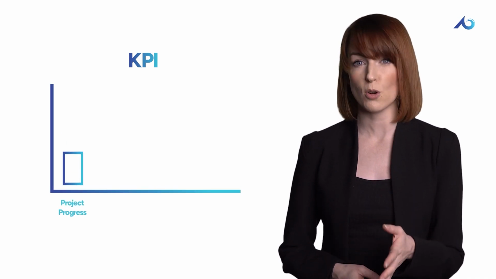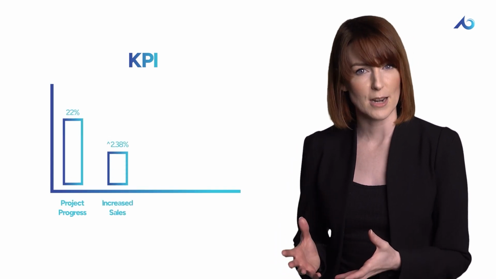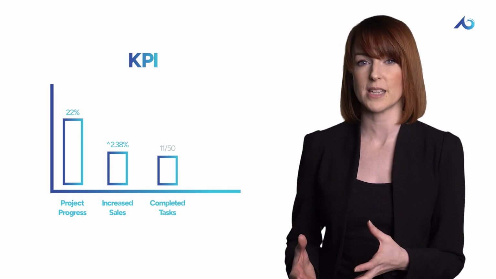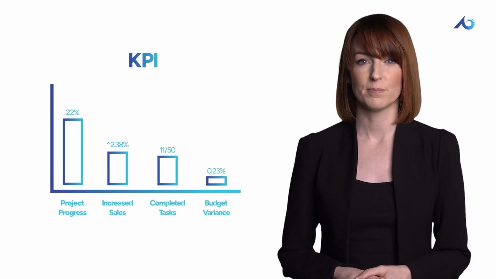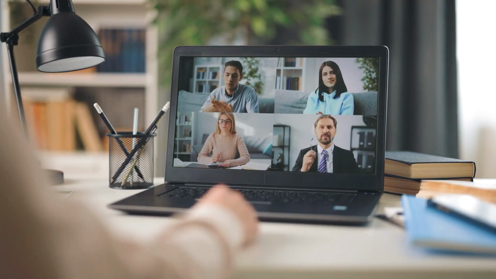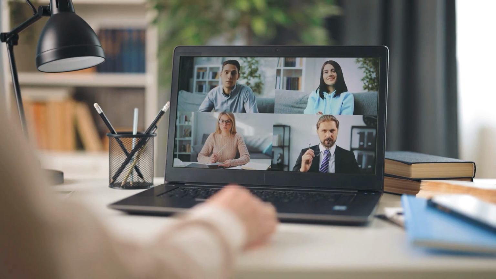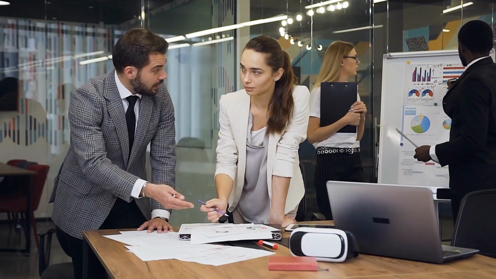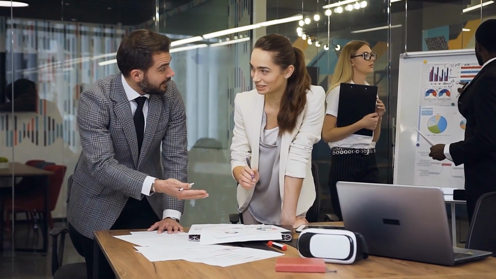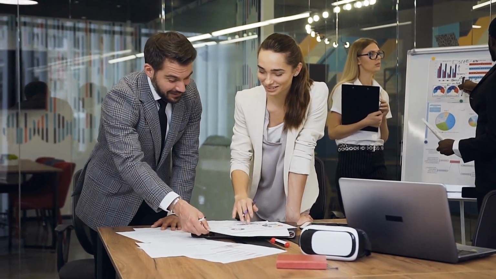Your KPIs can include metrics related directly to your project goal and more operational metrics like task completion percentages and budget spending. Then we establish our team, defining clear roles and responsibilities. Everyone on the team should know exactly what their role is and what's expected of them.